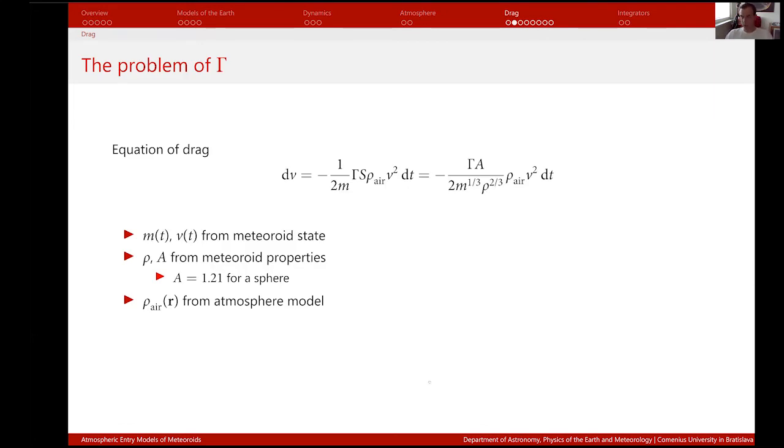The last and the most complicated thing here is the atmospheric drag. We have a nice and relatively simple equation of drag. In it, we can obtain the mass and velocity from the meteoroid state. Two more quantities are the density and the shape factor, which are meteoroid properties. Usually I'm working with spheres because that's everything I know about the particle. And finally, from our atmosphere model, we obtain the density as a function of position. But we still have this damn gamma here.